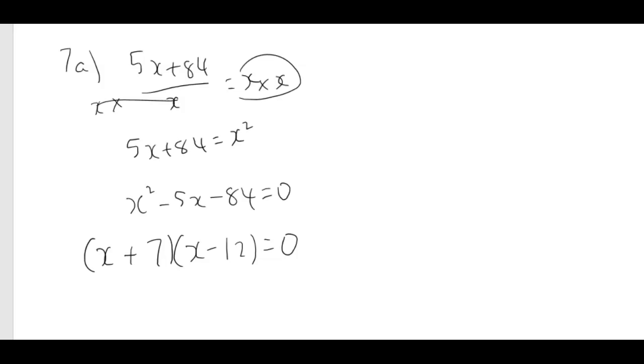Now, some of you will eventually just look at these and know that x is equal to negative 7 and x is equal to 12. But if not, just keep doing your working out like this. So x is equal to negative 7, x is equal to 12.